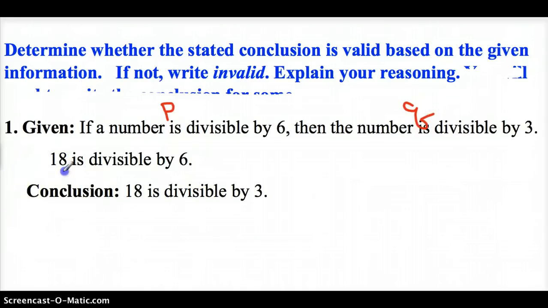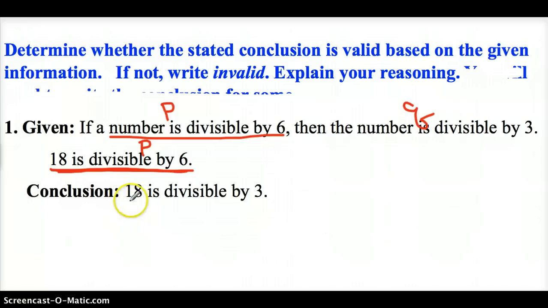And then I have 18 is divisible by 6. Now do you people see here that this is the P part, a number divisible by 6? And then I'm specifying exactly what number: 18 is divisible by 6. So this is the P, and it's a specific example related to the P.